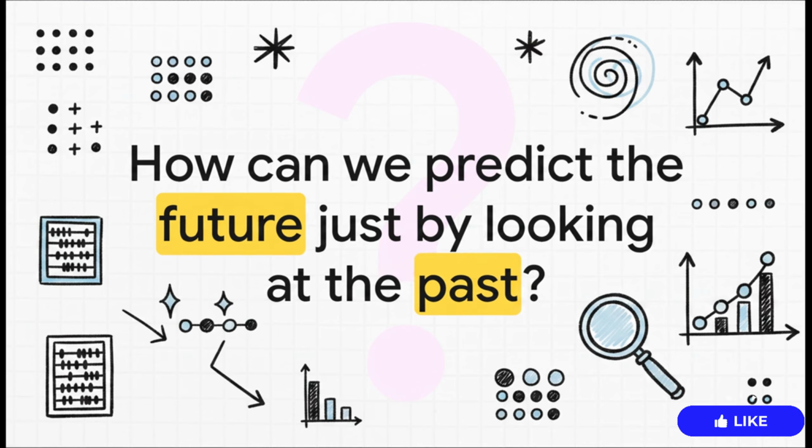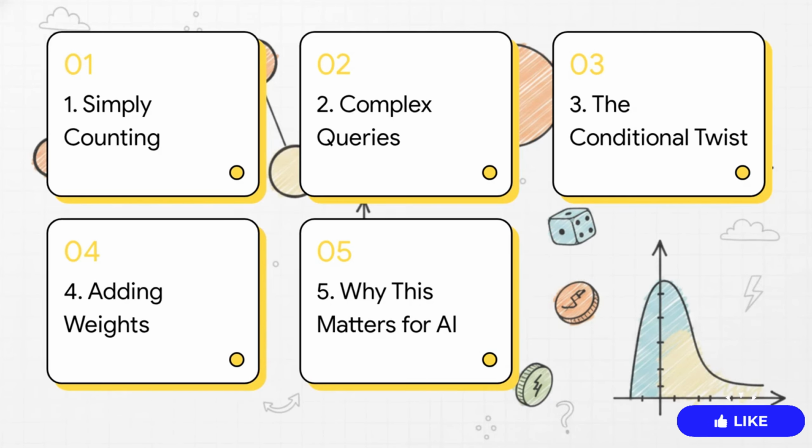It all boils down to a surprisingly simple, almost ridiculously simple idea. Just counting. So, here's our game plan for today. We're going to start with the absolute foundation, which is just simple counting. From there, we'll level up and see how to handle more complex queries. Then we'll get to the really cool part, this conditional given twist. After that, we'll add another layer by weighting our samples. And finally, we'll tie the whole thing together and see why this is so crucial for AI. Sound good? Let's dive in.